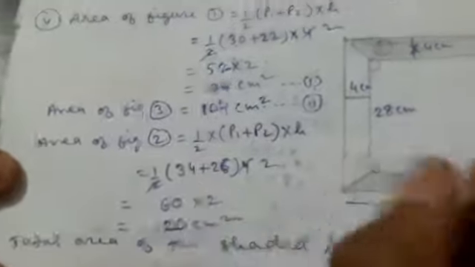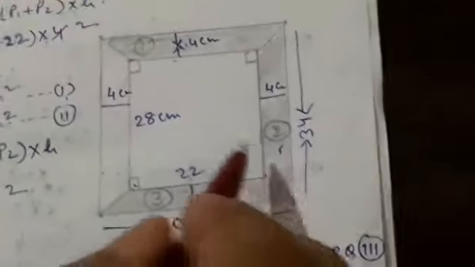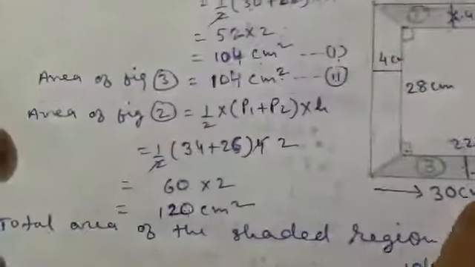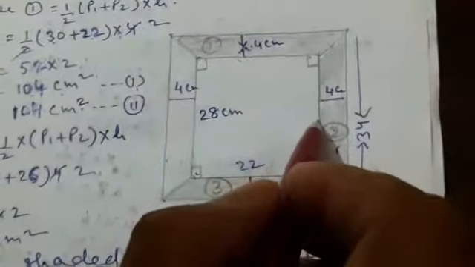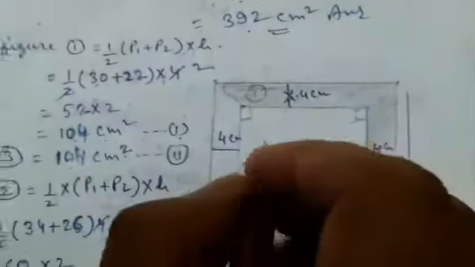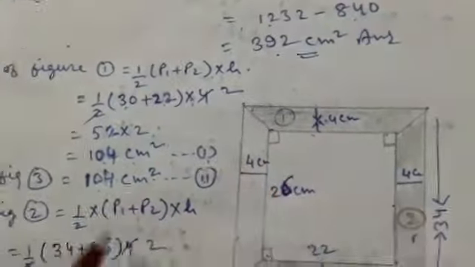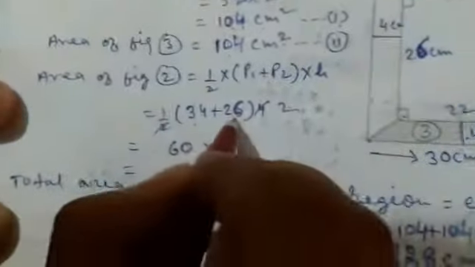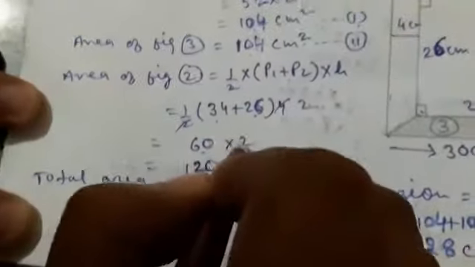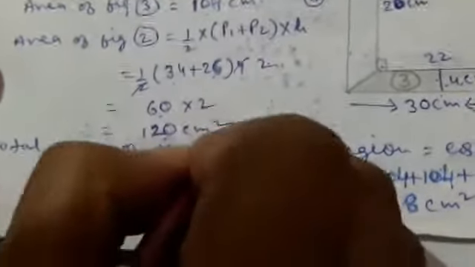Now area of figure 2, this figure here: half into p1 will be 34 plus p2 will be 26. This is actually 26, into height is given 4. So 2 2s are 4. So 34 plus 26 is equal to 60 into 2, that is equal to 120 centimeter square.